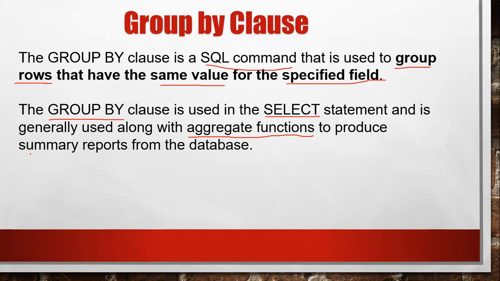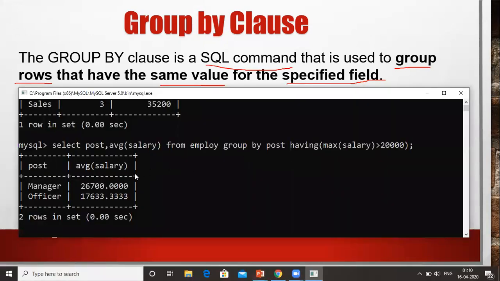So what is this summary report from the database? Let me explain. You can see over here that the group is made on the basis of post, right? But what they have done is select the post from each group, find the average salary of each group and show it to you. So this is basically a report in which we are getting the name of the post and the average salary in that post, from each post.